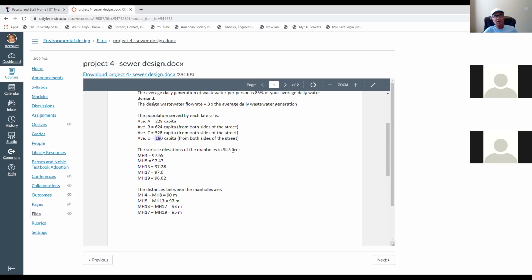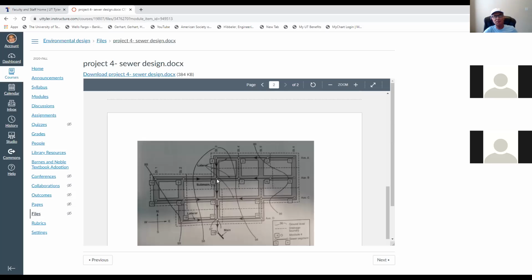Now, the surface elevations at the manholes, here they are. So you need to follow these numbers. And the distances between manholes are given here as well. So elevations are known at 4, at 8, at 13, at 17, and at 19, and the distances between them are known. Q in each lateral is known, or you can calculate it, in other words. So you don't have a problem.